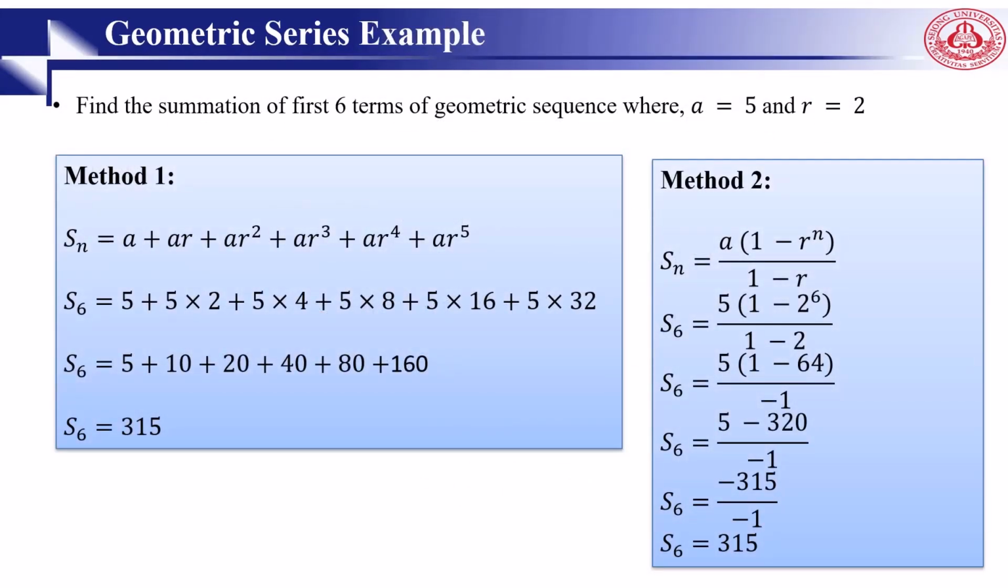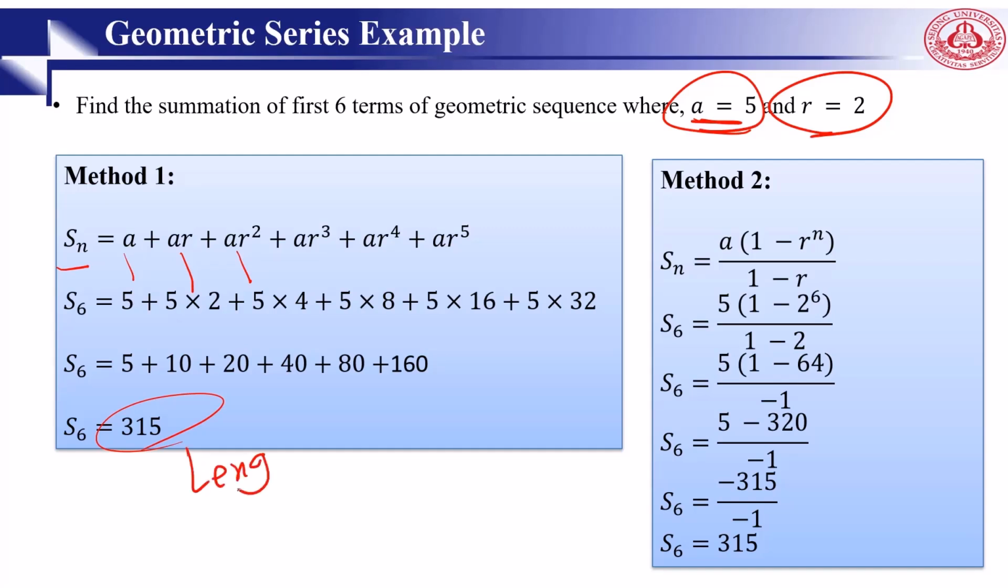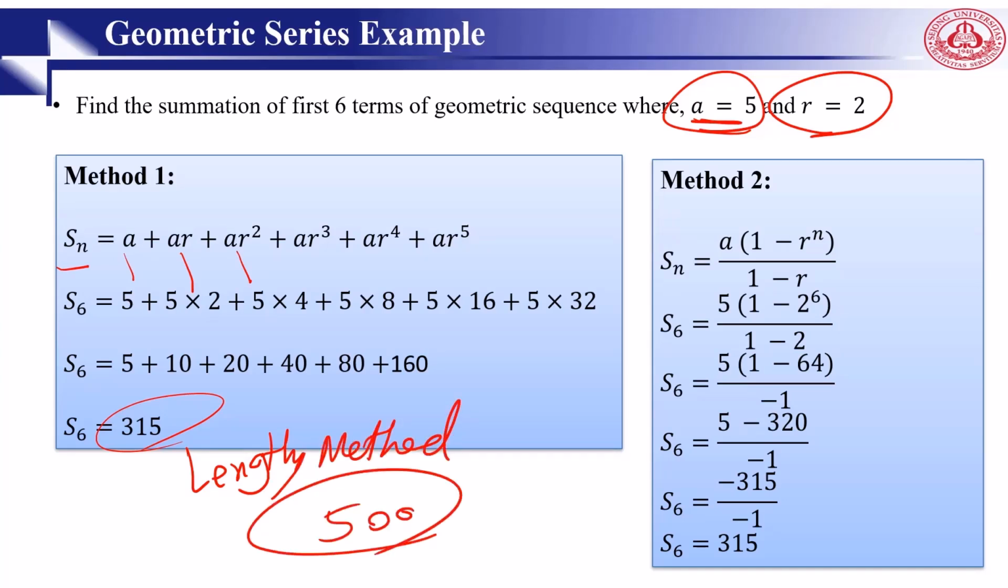Here we see an example to understand both proof methods. If a equals 5 and r equals 2, then Sn equals a plus ar plus ar squared up to ar5, because we have 6 terms, right? So in this case, S6 is equal to 5 plus 10 plus up to here, which will be something like 315. The disadvantage of this one is that it is a lengthy method. If we have, for example, 500 terms, then it will be very difficult to calculate.